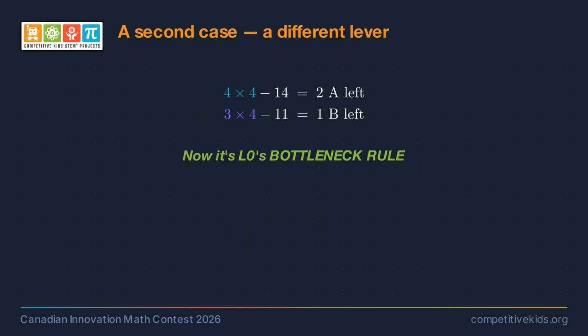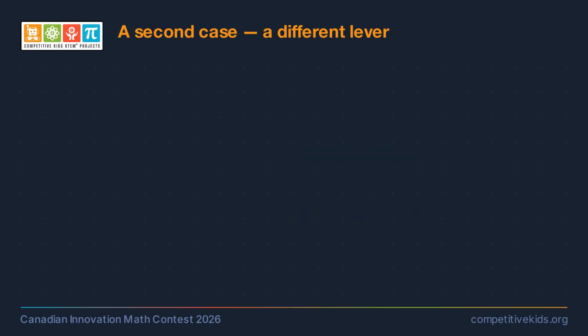Now you know the table inventory, so it is just L0's bottleneck rule. 22 divided by 4 floors to 5. 16 divided by 3 floors to 5. The smaller one wins. 5 kits.